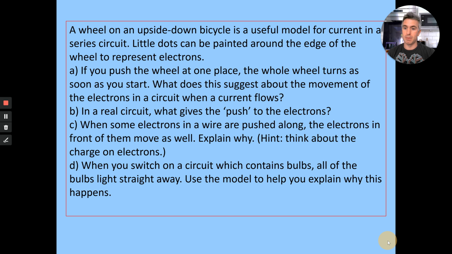Let's go back to this one. Excuse me, hiccups. In a real circuit, what gives the push to the electrons? Hopefully you just saw that from the little animation. What was pushing the electrons? That is the cell or the battery.